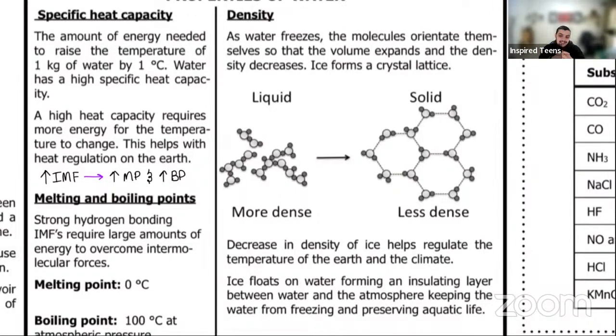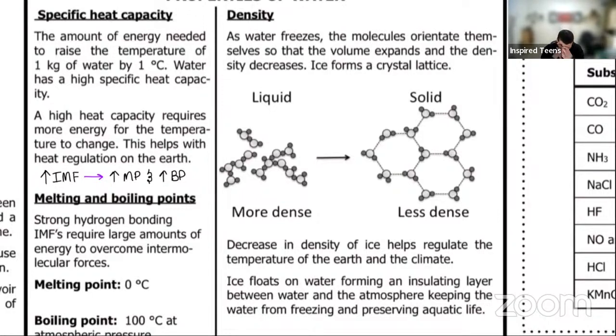Okay, the decrease in density of ice helps to regulate the temperature of the earth and the climate. Ice floats on water, forming an insulating layer between water and the atmosphere, keeping the water from freezing. And it preserves aquatic life.